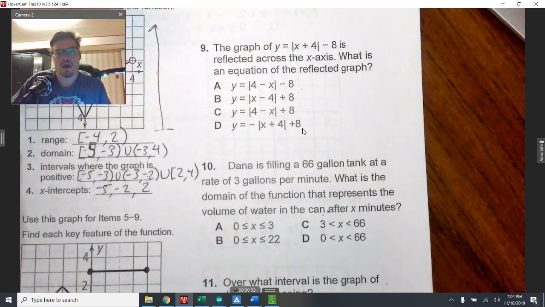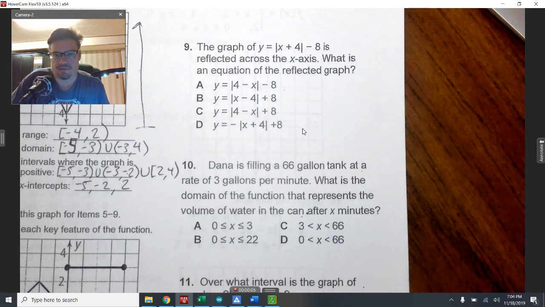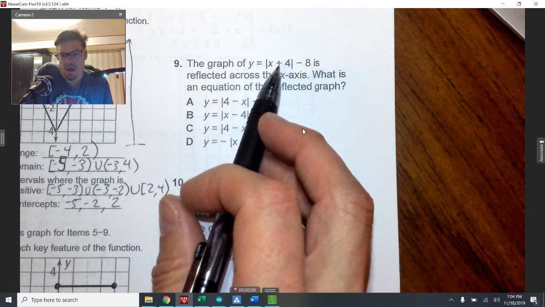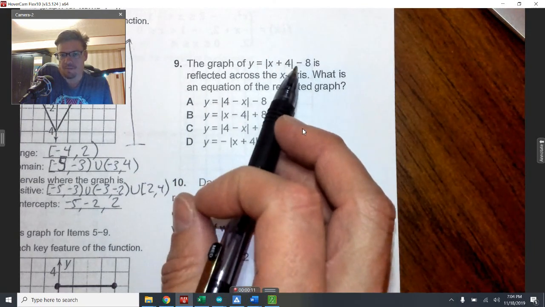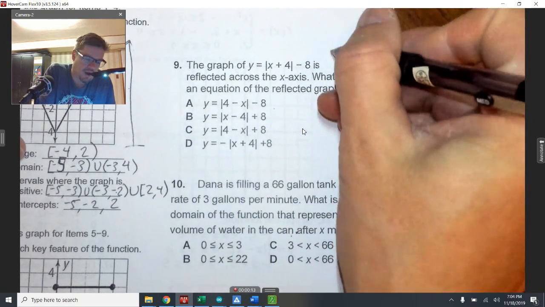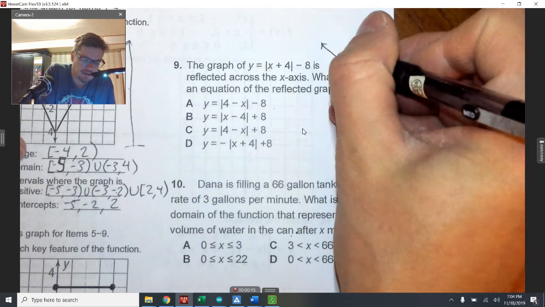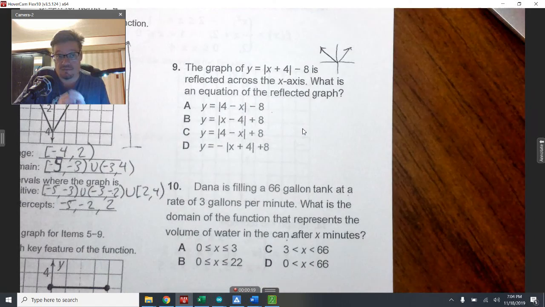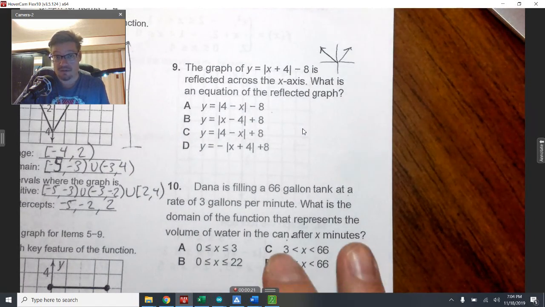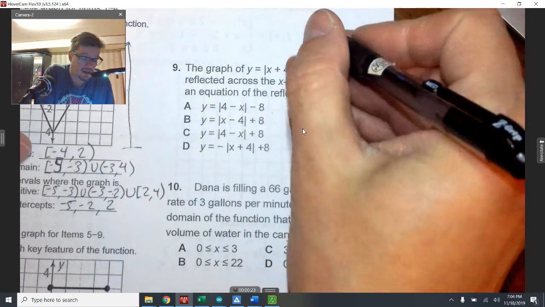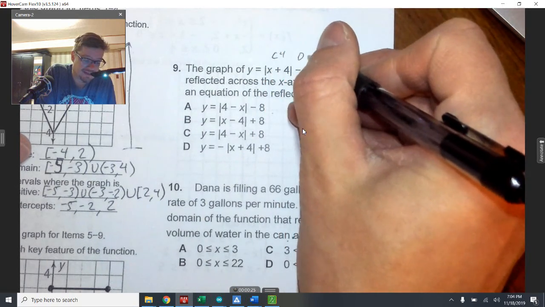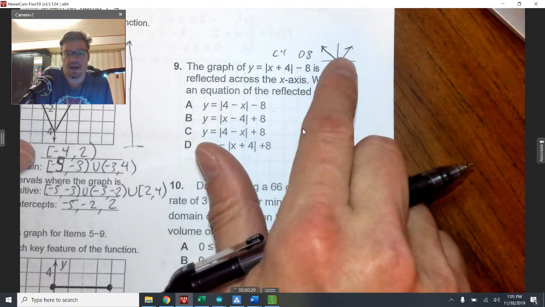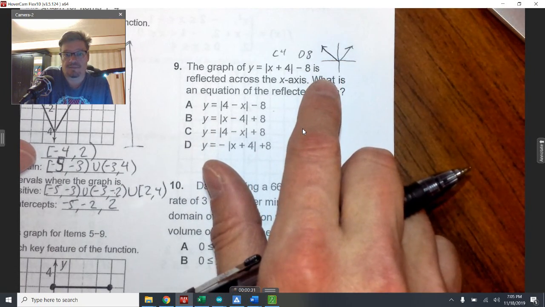Number 9, the graph of this absolute value looks like we have y equals the absolute value of x plus 4 minus 8. All right, well, I know that the parent family of absolute value is a v-shape right there with its vertex at 0, 0. This means left 4, and this means down 8. So I'm going to move this guy left 4, down 8.